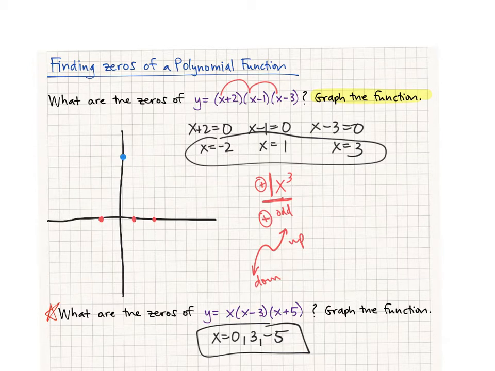So it's going to go up to there. And then here, this is 2, right? So you can just plug in 2 here. Y equals 2 plus 2, 2 minus 1, 2 minus 3. So this is 4 times 1 times negative 1. So this is going to be negative 4. So we have the point 2, negative 4. And that's going to be about here.